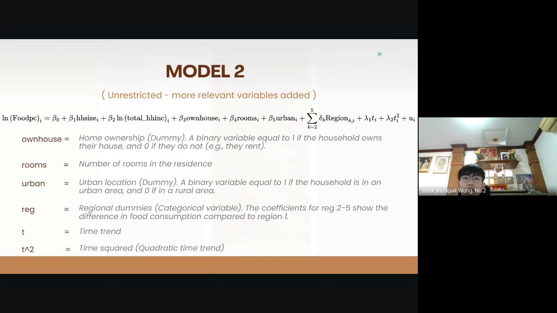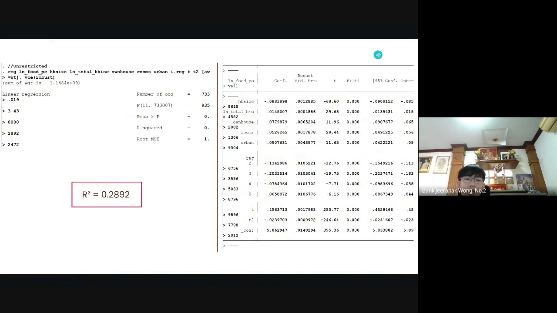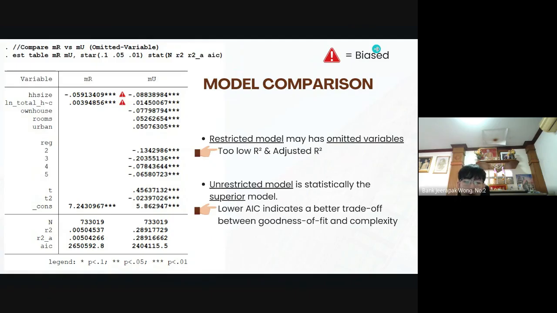We also tried to add more relevant variables like home ownership, number of rooms, urban location, regional dummies, time trend, and time squared, which is the quadratic time trend. As a result, we get a higher R square at 28.9%. For model comparisons, we observe a massive improvement in fit for the unrestricted model.